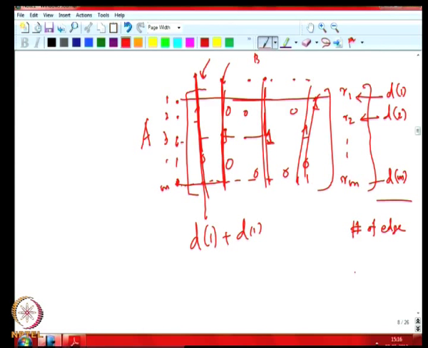So, we can match them, we can equate them because they are equal, right. That is the situation.